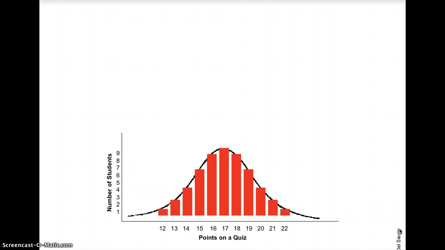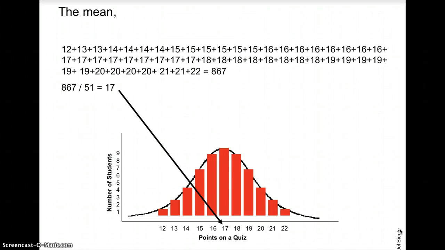So here we've got quiz scores. Along the x-axis, you see points on a quiz. Along the y-axis, you see the number of students that earned that number of points. The mean is 17. So if you add up all the scores and divide by the total number of scores, you'd have 51 students that took this quiz, and the average score, or the mean, was 17.